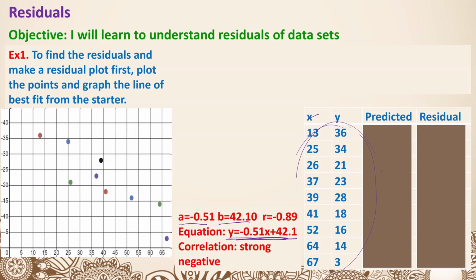So let's talk about this. To graph it, -0.51, well, that's not the easiest to graph, so it's basically -0.5, which is -1/2. So the line has a slope close to -1/2. As for the y-intercept, 42.1, well, that's kind of close to 42. So here you go, we have the point.